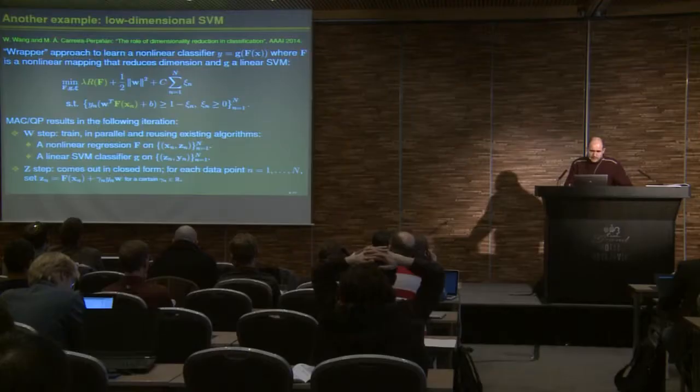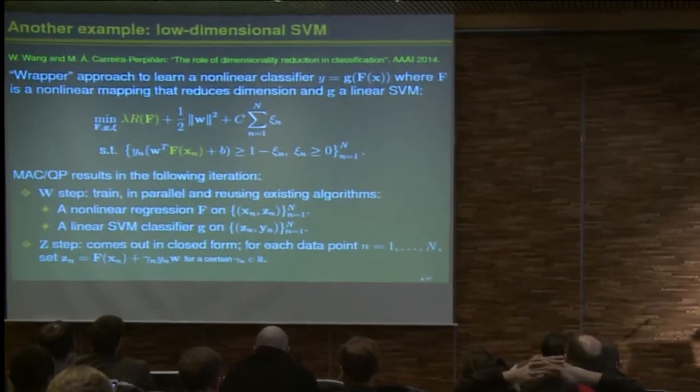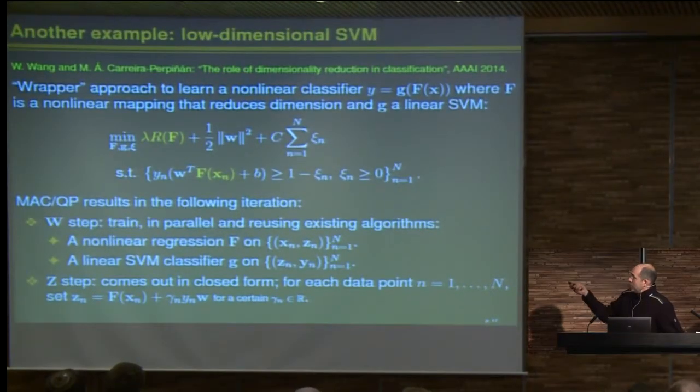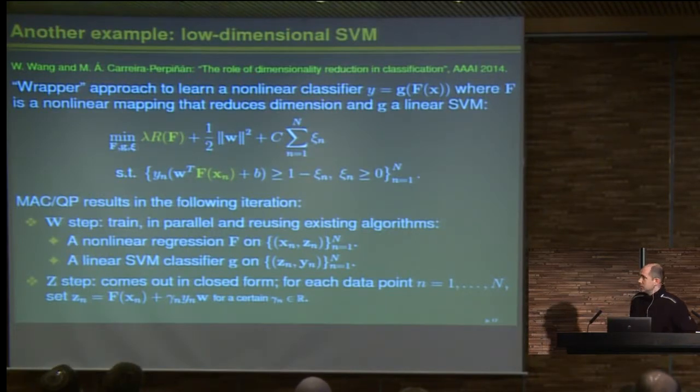Okay, so I don't want you to get the impression that this is just for neural nets. It applies more generally. Here is an example with an SVM. What we do is we want to find a nonlinear feature extraction and then apply a linear SVM. This is the objective function that you will have. It has constraints. There is a nonlinear stuff in the constraint there, which is nasty to optimize.